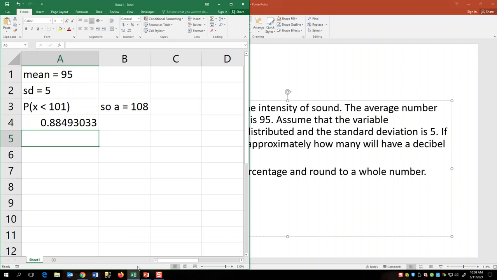So I'm going to do, you could take that 0.88493033 times 100. And that's as simple as moving your decimal point 2 places to the right. Or you could do an equals, and that number is in A4, so type A4 times 100. Now it says approximately how many will have a decibel level less than 108, so I'd round it, so that'd go to 88. That'd be your answer.